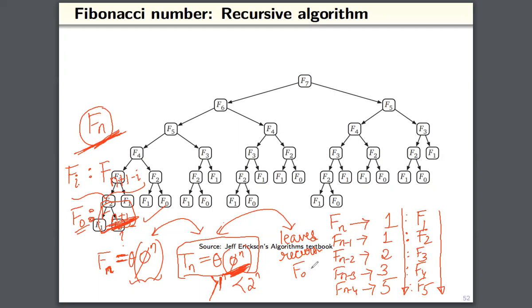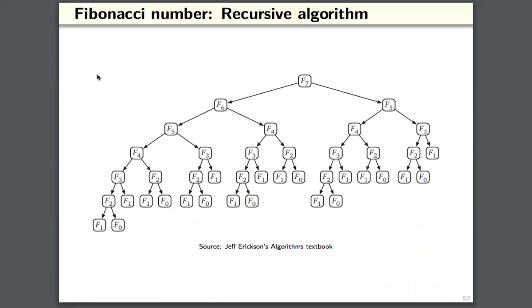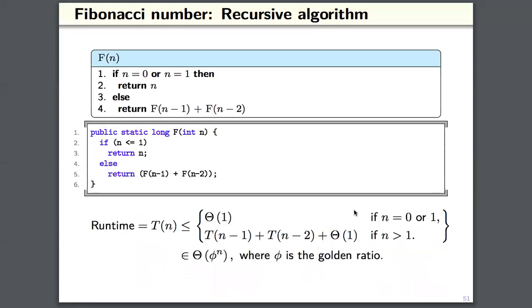You can say F0 or F1, the number of F0s or F1s in the recursion tree, right? There is some very neat relationship. All these are related in some ways, right? So try to analyze all these things. Okay, now let's get back.